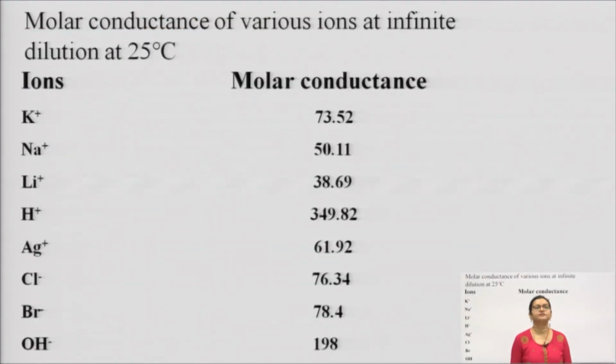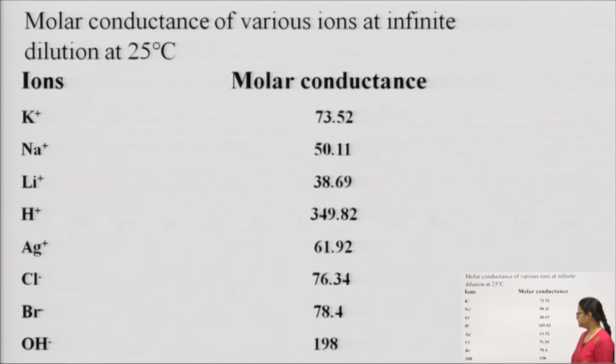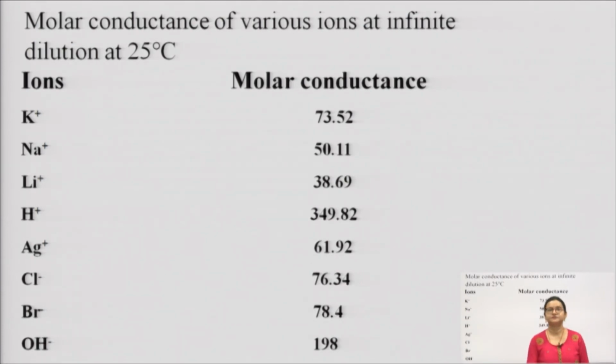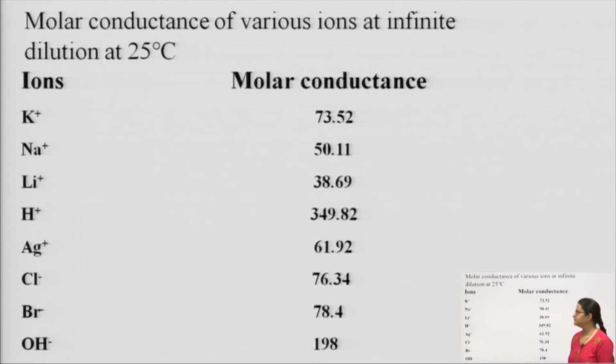Moving ahead, as you can see there, this is the molar conductance of various ions at room temperature, for potassium, sodium, lithium, hydrogen, silver, chloride, bromide and hydroxyl, and this is the molar conductance for them.